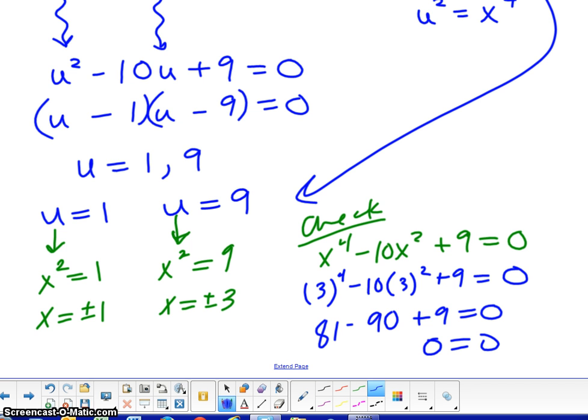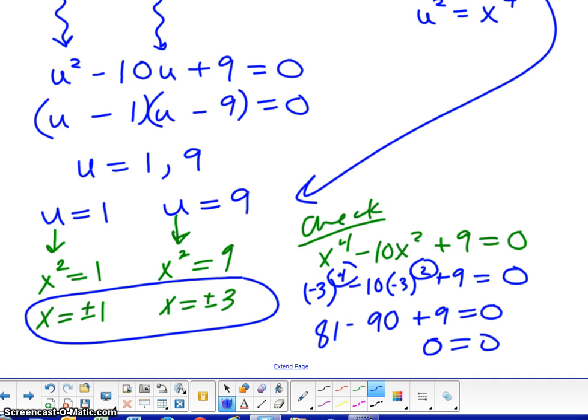So positive 3 works. And again, if I put a negative in here, that 4 and that 2 exponent are going to guarantee that I'm going to get the exact same thing. So all 4 of those answers are going to work. All right, so let's go on to the third one.